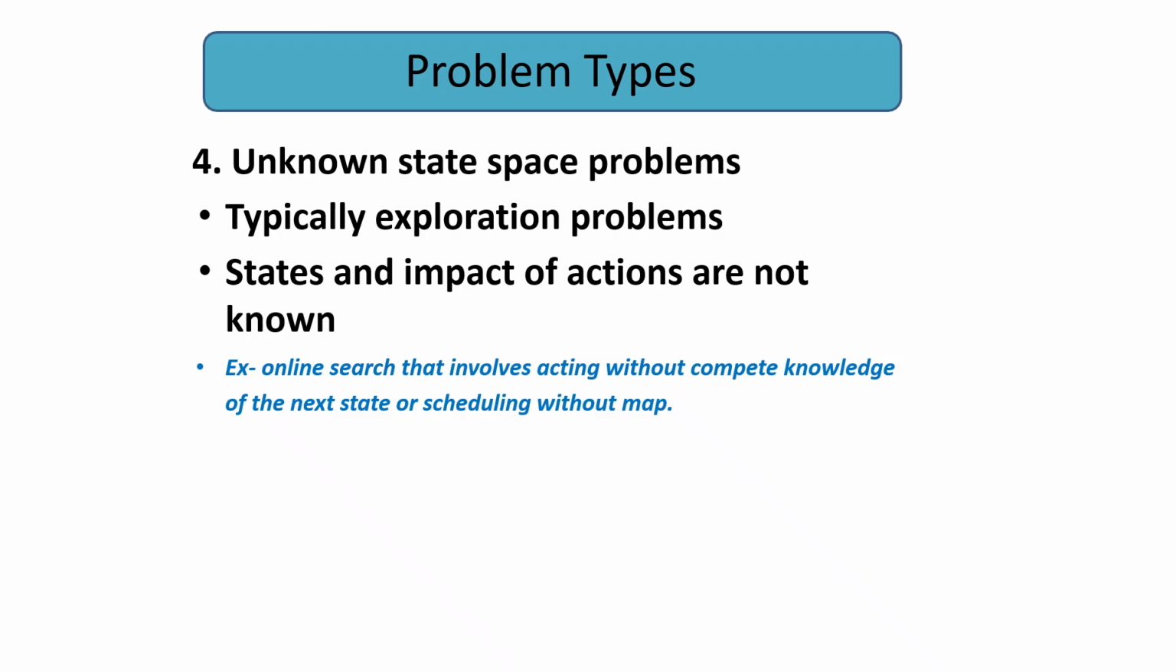Okay, so for example, online search involves acting without complete knowledge of the next state, or scheduling without a map. This is a very good example because we need some proper knowledge about the information, where we want to go and what we need. So everything we want, we search in Google, and then only can we get clear information. Otherwise, if we just give something and expect the relevant information, definitely we cannot do it. So this is the main case for the non-observable problem state.